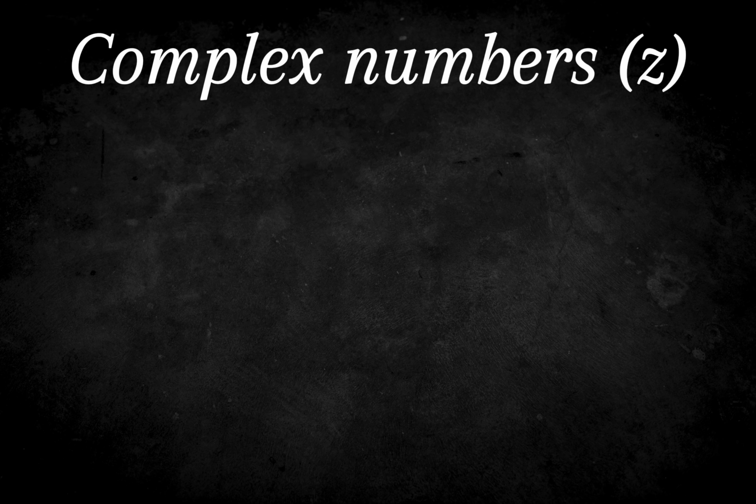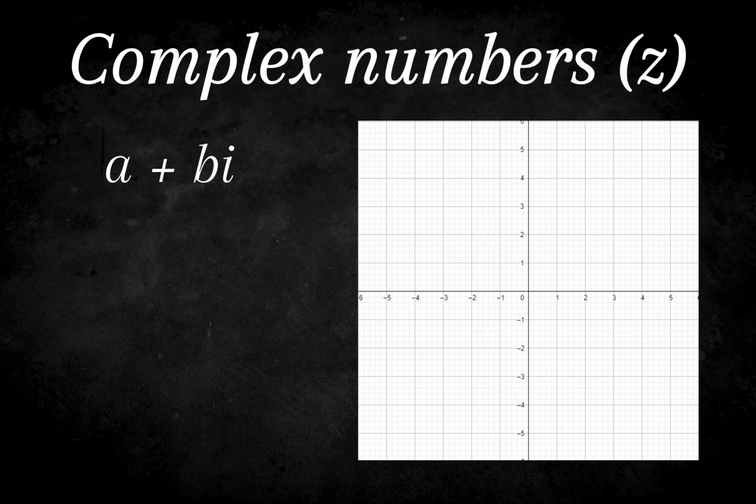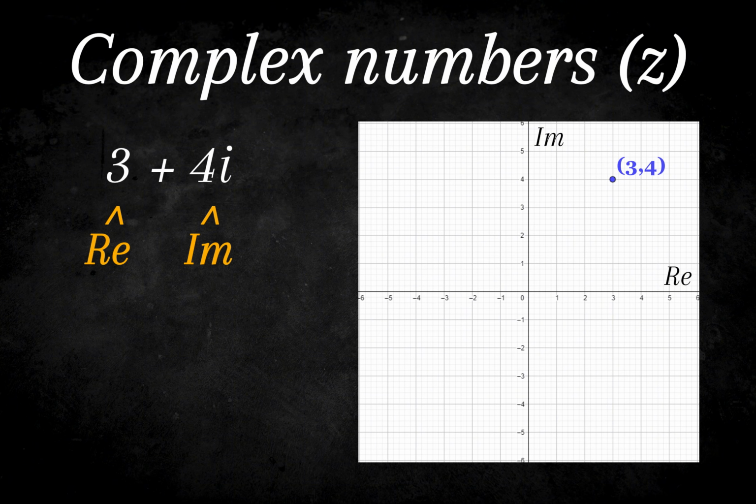You can picture complex numbers as a point on a plane. a would be along the horizontal axis, and b along the vertical axis. We actually call the a part of a complex number the real part, and the b part the imaginary part. For example, the number 3 plus 4i would be plotted at the point (3, 4). So, in a way, complex numbers give us a whole new dimension.